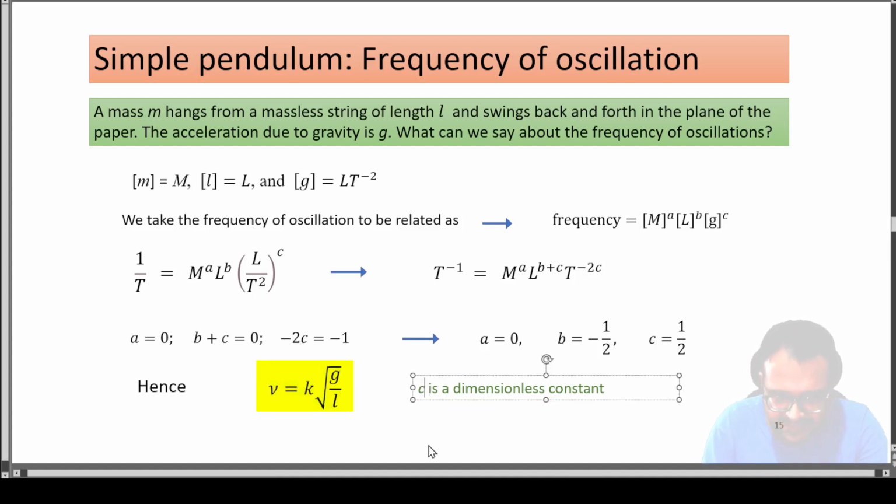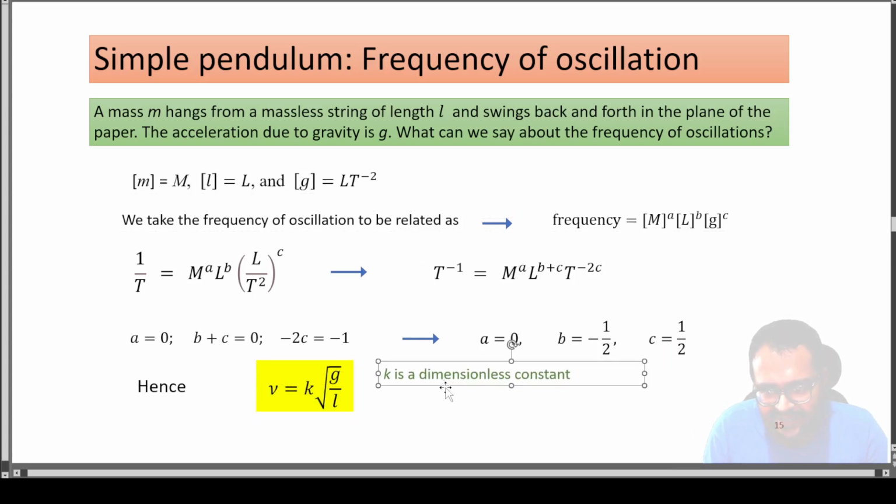So I will write k as a dimensionless constant. Within that k factor, I don't know k here, but I can understand that the frequency of oscillation should vary as square root of g by L. Even if I don't know k, I can find the ratio of nu1 and nu2 if I know the length. That means nu1 by nu2 should be square root of L2 by L1. That sometimes becomes very important in practical applications.